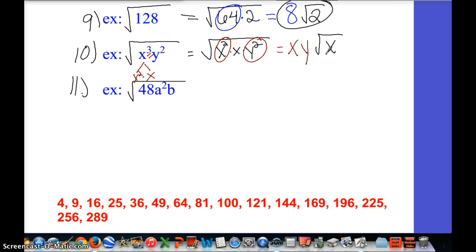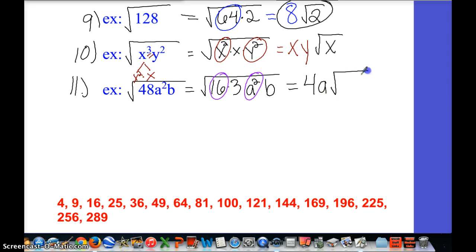For number 11, now we have letters and variables. 48, we broke apart 48 already, and we already said 48 is the square root of 16 times 3. A squared is just a squared, and b, we can't break b to the first down anymore, so we'll just leave it as b. So we know we need to find the square roots of 16 and a squared because they're my perfect squares. And when I do that, I get 4a times the square root of 3b.